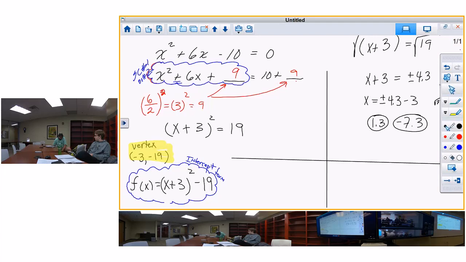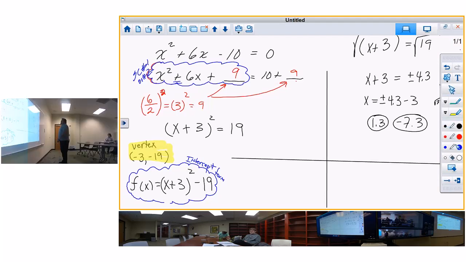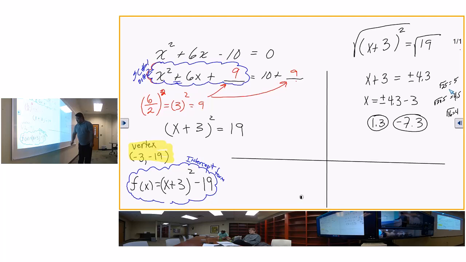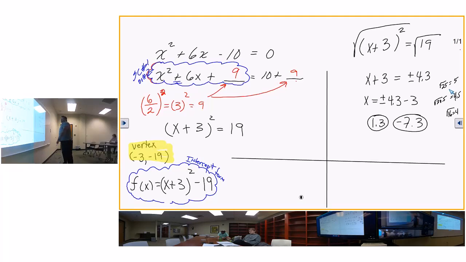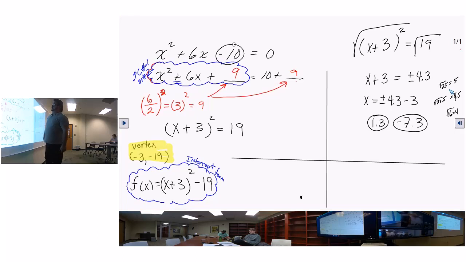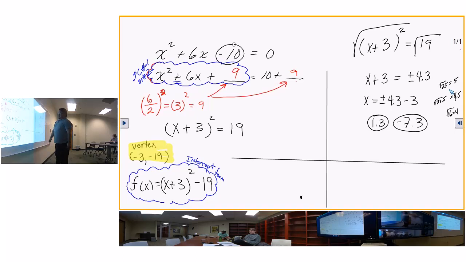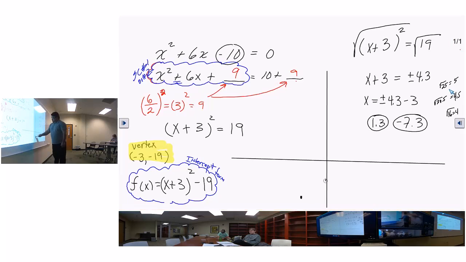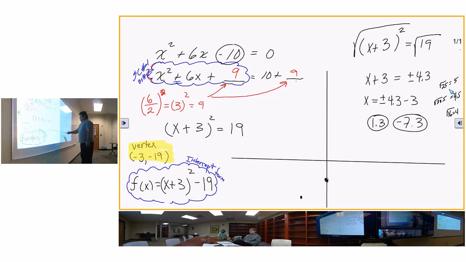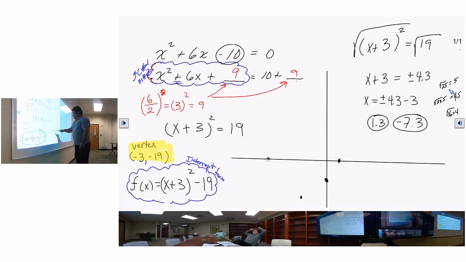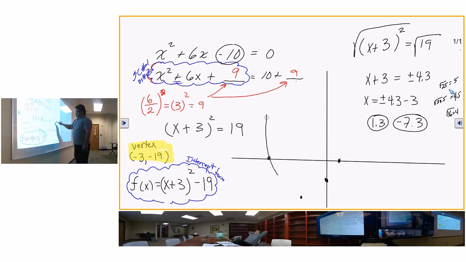All right, here we go. So let's go with our vertex. Our vertex is what? -3, -19. Way down here. Our y-intercept is what? -10. So that's going to be right in there. And -7, -3 right in there. So it looks like we got a parabola, one like that.